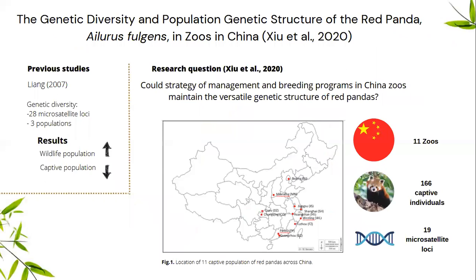In previous studies, Liang in 2007 found that wildlife populations had a higher genetic diversity. And 13 years later, Chou and collaborators posed this research question: could a strategy of management and breeding programs in China's zoos maintain a versatile genetic structure for red pandas? To do so, they took 166 captive individuals of red pandas from 11 zoos and examined 19 microsatellite loci for genetic diversity analysis.